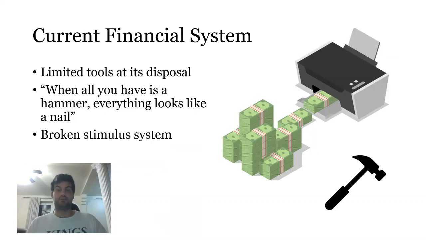Now, leading up to my favorite use case for the Ergo platform and the Ergo currency, I need to describe to you a problem with the current financial system. The current financial system has very limited tools at its disposal, and I'd like to bring up a quote that I love: when all you have is a hammer, everything looks like a nail. Since the current financial system has essentially 2 main ways to solve problems, one being printing more money, and 2, changing interest rates, they think that every problem can be solved by these 2 things. And that's just not the case.